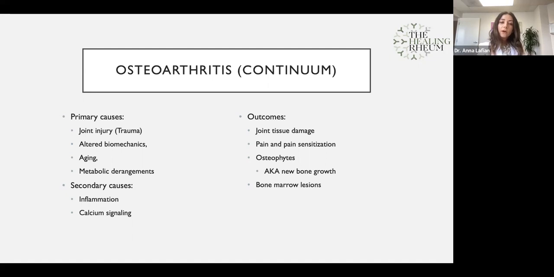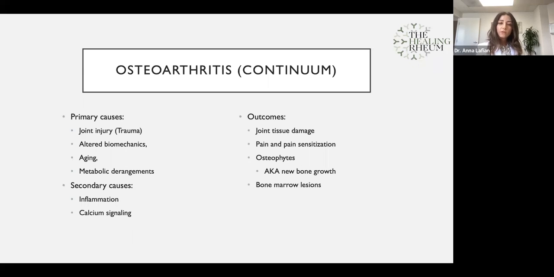And now, as the research progresses, we find that there are components of inflammation in osteoarthritis as well. And again, like I mentioned earlier, sometimes calcium signaling or calcium deposition can cause it as well. So what happens as far as the outcomes in the joints? You get joint tissue damage, and that in turn causes pain and pain sensitization.